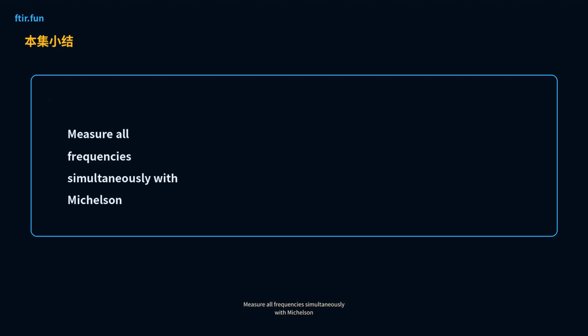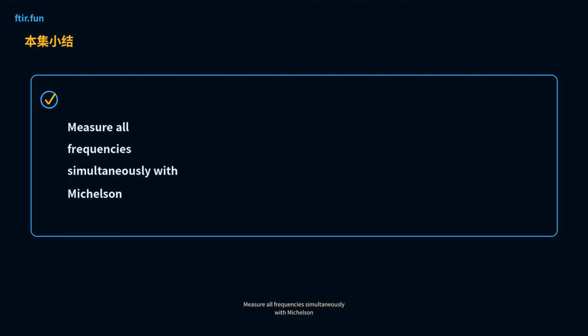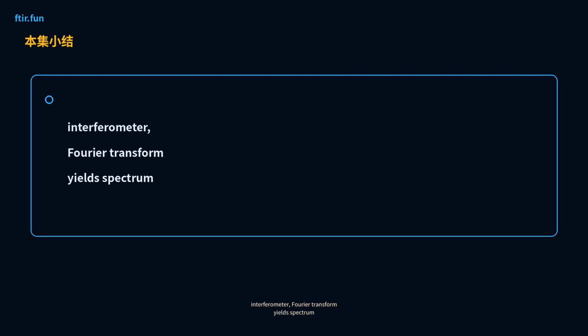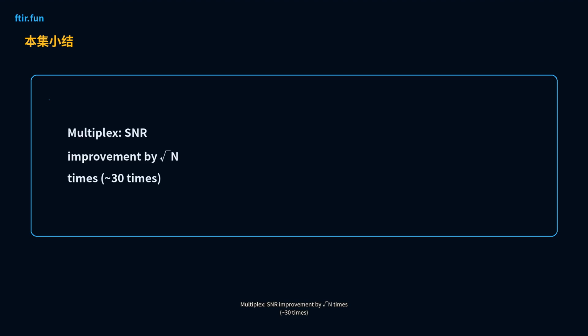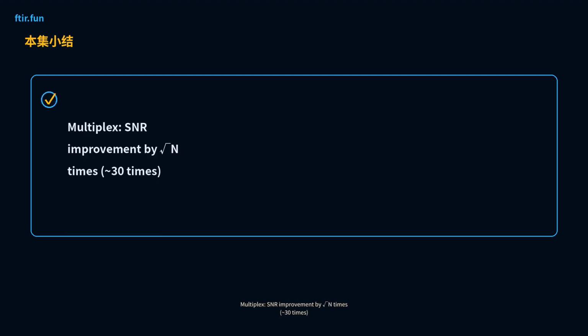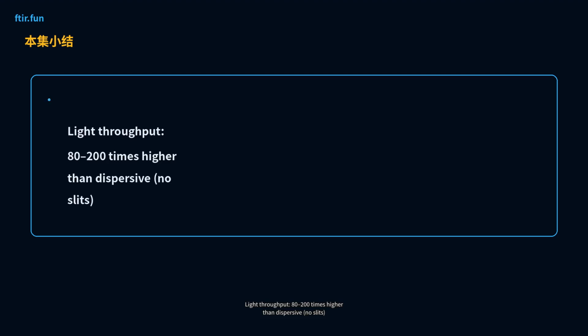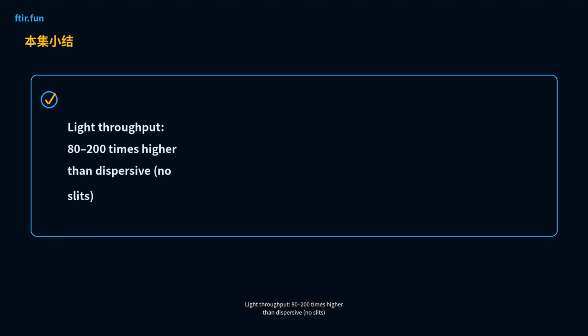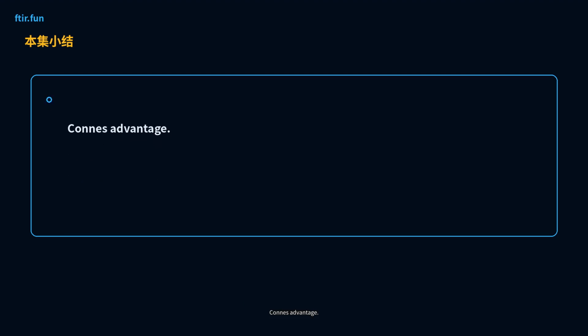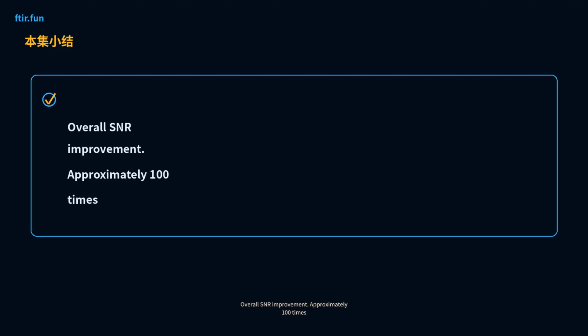FTIR principle: measure all frequencies simultaneously with a Michelson interferometer. Fourier transform yields the spectrum. Fellgett advantage: multiplex, SNR improvement by √n times, about 30 times. Jacquinot advantage: light throughput about 200 times higher than dispersive, no slits. Connes advantage: accuracy, He-Ne laser self-calibration to 0.01 cm⁻¹. Overall SNR improvement: approximately 100 times.